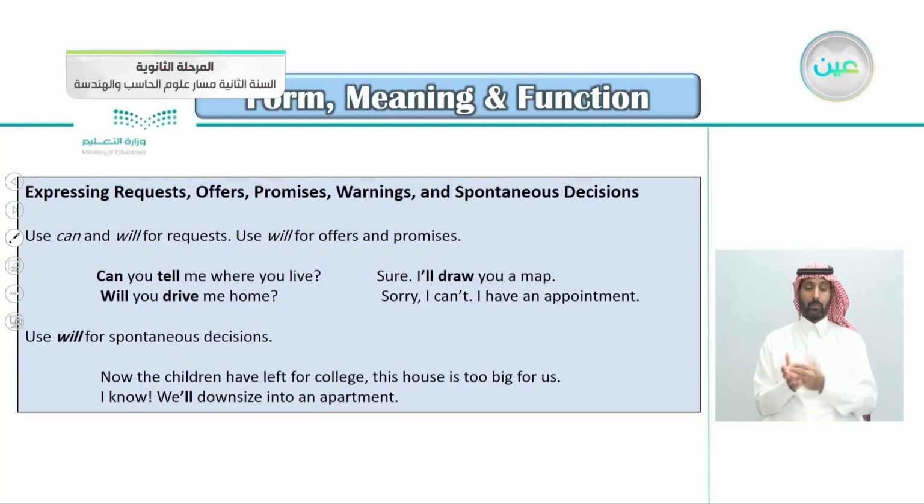We use will for spontaneous decisions. Now the children have left for college. This house is too big for us. I know, we'll downsize into an apartment. So this is a spontaneous decision, a decision that was made at that second without any planning. So will is used for a decision that was made without planning and was thought about at that exact moment.